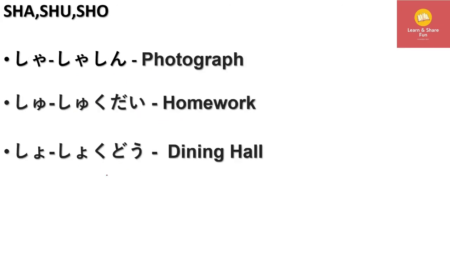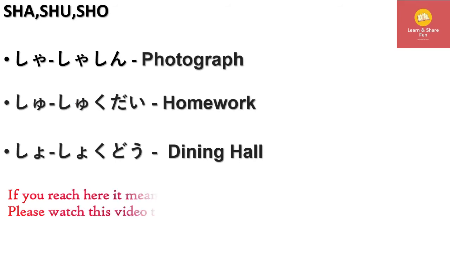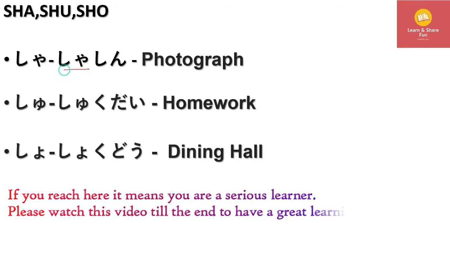Next, sha, shu, sho. A word with sha is sha, shi, shashin. Shashin means photograph. Next, shu. Shu, ku, da, i. Shukudai. Shukudai means homework. Next, sho. A word with sho is sho, ku, do, u. Shokudo. Shokudo means dining hall.